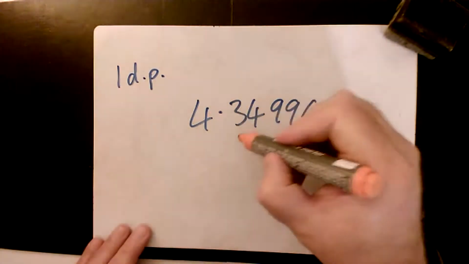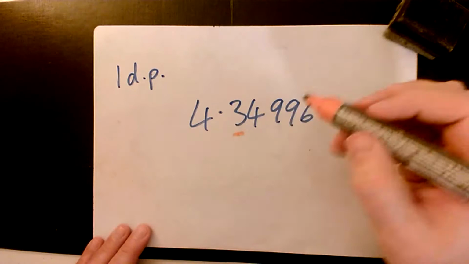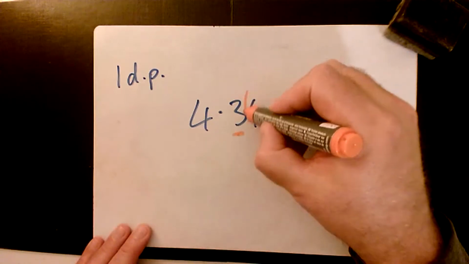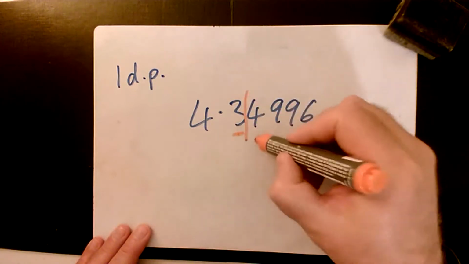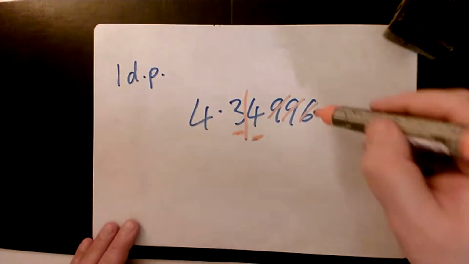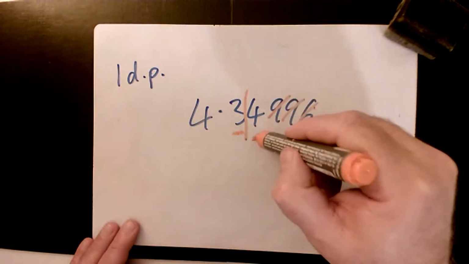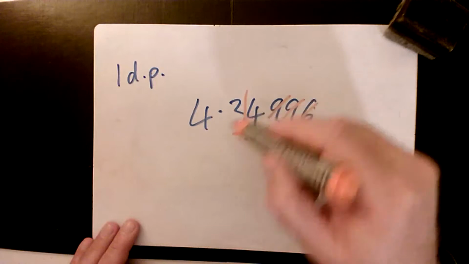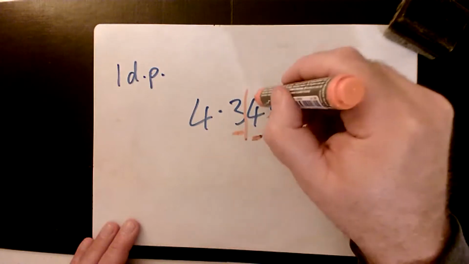So I count one number after the decimal point, okay? And then I do my line straight after it. Now only this number 4, I ignore all these, they don't matter at all. I don't start rounding from here. I just round from the number just this side of my line.